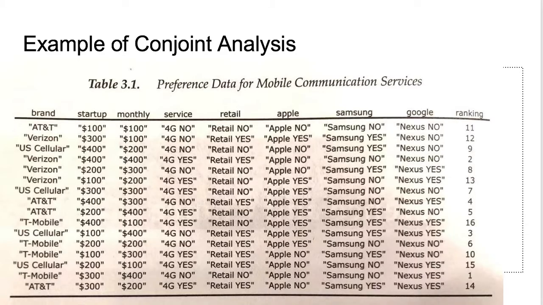After the survey, it generated a table of preference data for mobile communication services, which covers the 7 different aspects along with 4 different brands. Please note at the end there's a ranking. The ranking is the task: we are going to use the 7 different aspects to do prediction on the ranking.